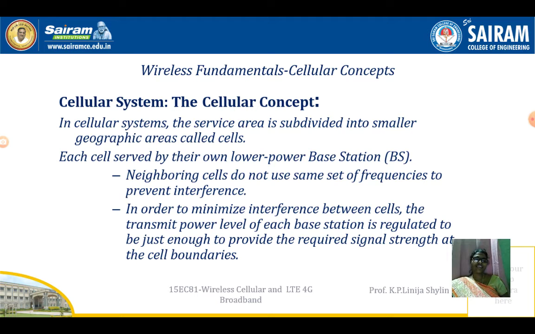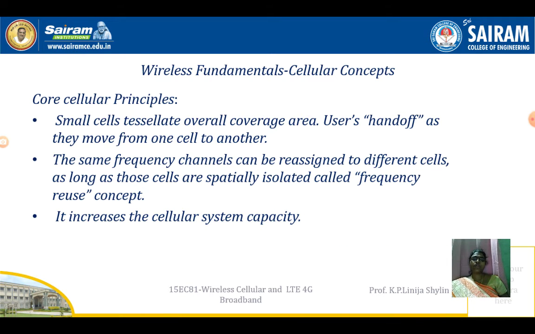Okay, and this cell is served by a base station. To minimize the interference between the cells, the transmit power level of each base station is set to provide the required cell strength. For that, what is needed? The first thing is that frequency planning is required. Then cellular principles come under handoff.